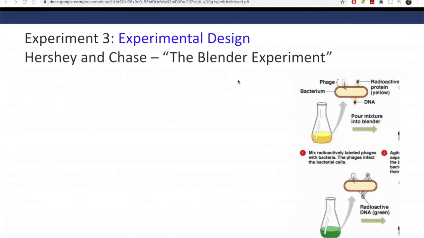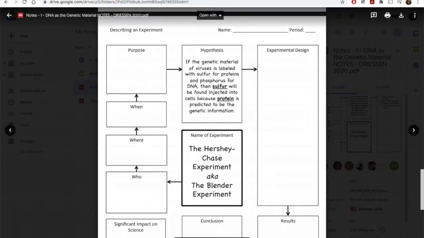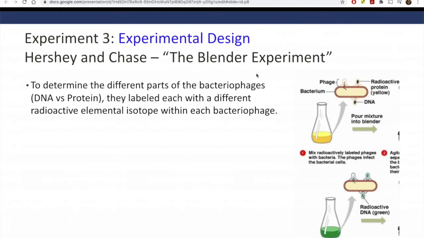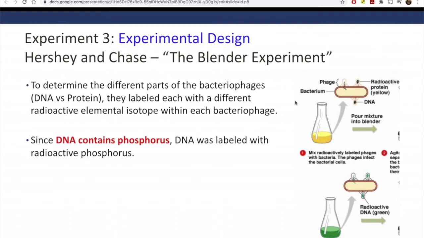All right, so here are some of the basics about their experimental design. We already talked a little bit about how they're using bacteriophages, so you definitely want to mention that in your experimental design box. But here's some more important information. In order to determine the different parts of the bacteriophages, they can't just look inside of a cell and be like, oh, that's DNA. They have to analyze it based on the elements that are present. And so we know that there are 2 elements that are unique between DNA and protein. We've learned that DNA contains phosphorus.